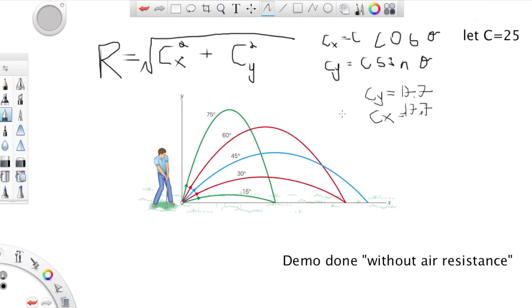So then let's say the resultant equals 25, and we were to put in 45 degrees as theta. So it would be 25 cosine 45 and then 25 sine 45, which you get 17.7 as both of the components. And since they're both going to be the same, it's going to go up and travel as far as it can, making it go the farthest in the absence of air resistance.